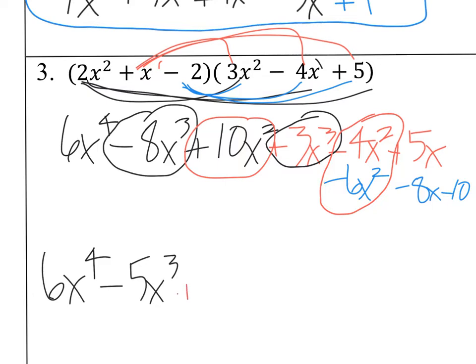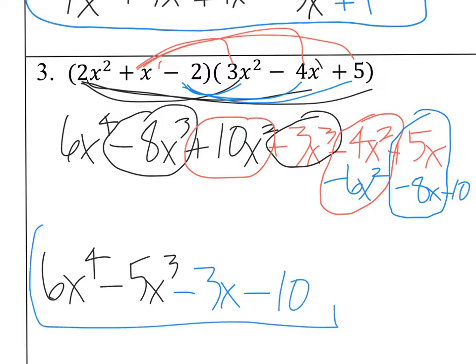So sure, you could write plus 0x squared, but I guarantee you, if it's a multiple choice question, you will not see the plus 0x squared, so I'm just going to erase that. I'm going to move on to the plus 5x minus 8x. So I have a 5 minus 8, that's going to make a negative 3x. And then I have that minus 10 all by itself. That makes that my final answer right there.